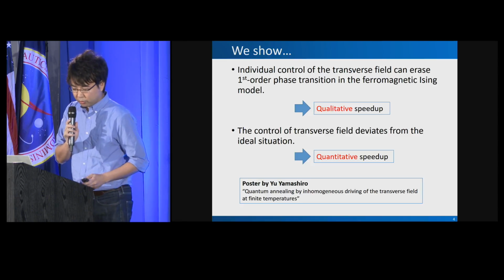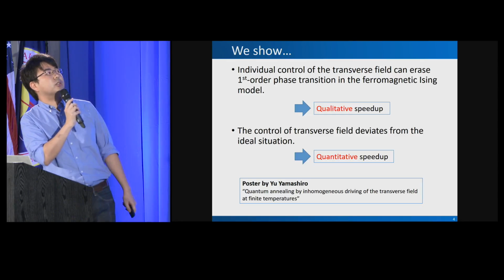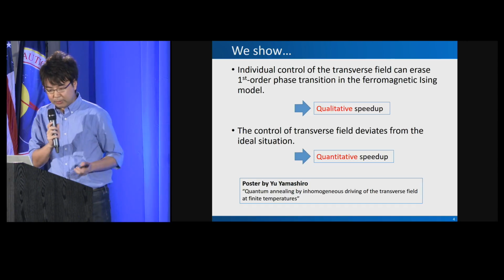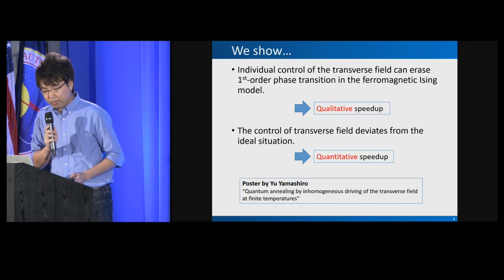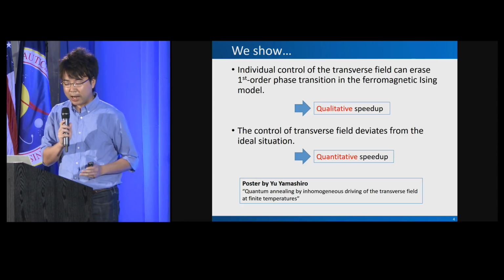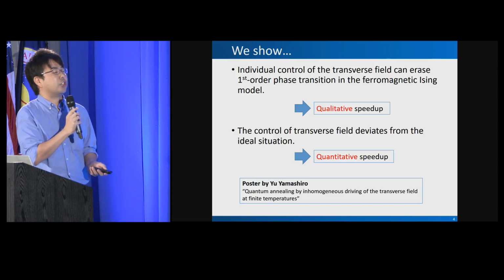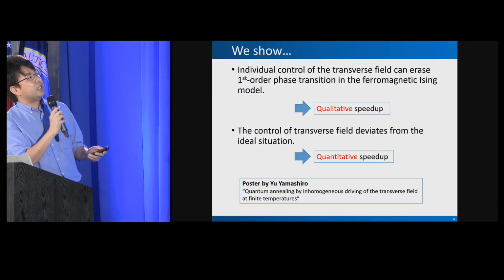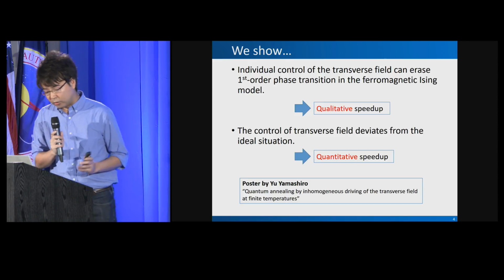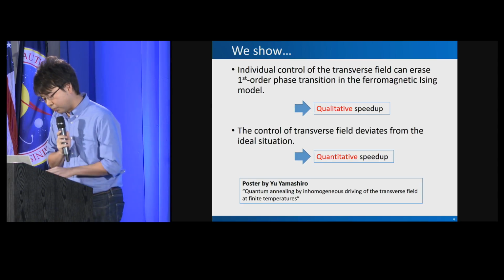We also consider the non-ideal case, the case where the control of the transverse field deviates from the ideal situation. I will explain the meaning of this sentence later, but for the non-ideal case, we can expect quantitative speed up, at least. For this topic, we had a poster presentation given by Yu Yamashiro, one of the collaborators of this work. If you are interested in this topic, please check his poster.